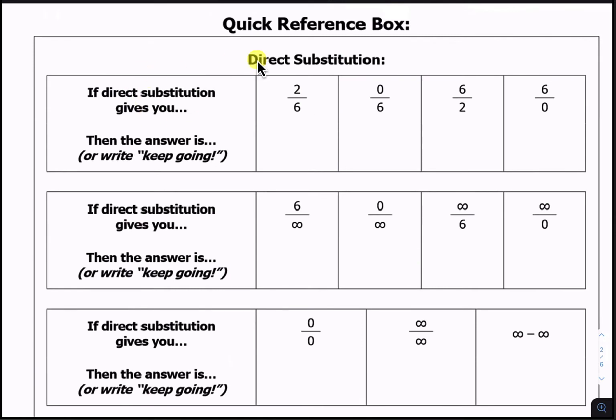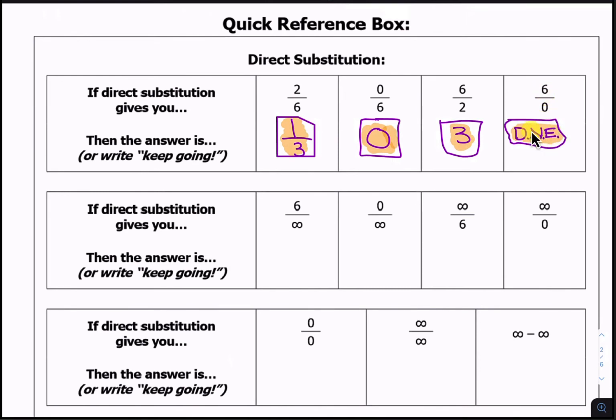All right, let's take a look at this quick reference box. What happens when we have direct substitution? In this first box, if direct substitution gives you 2 over 6, we know that that just reduces to 1/3, so that would be our limit. If direct substitution produces a 0 over 6, we know that that is just 0. If it produces 6 over 2, that's just going to reduce to 3. And if direct substitution gives us 6 over 0, we know there's a vertical asymptote there, which means the limit does not exist. Let's go to the next row.